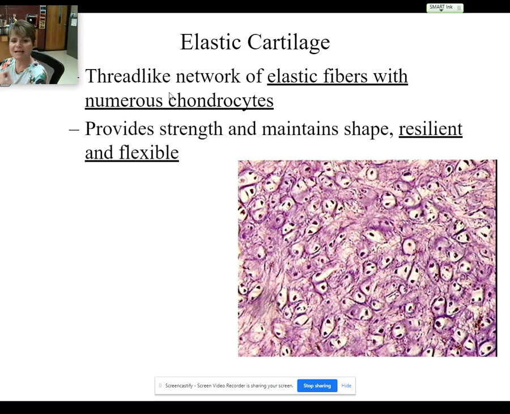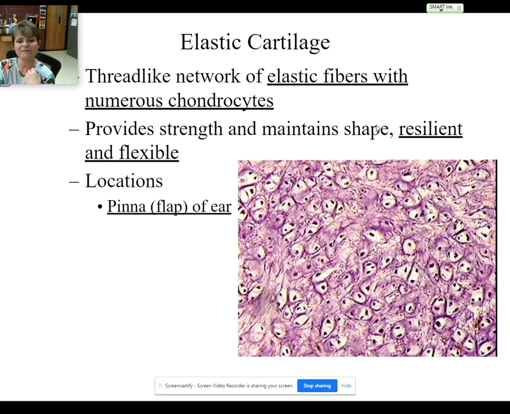The thing, again, is that elastic cartilage is very flexible. It stretches and recoils. So that's the function that I want you to remember for elastic cartilage. And then where can we find it? We can find it in the pinna or flap of our ear. We can find it in the tip of our nose.